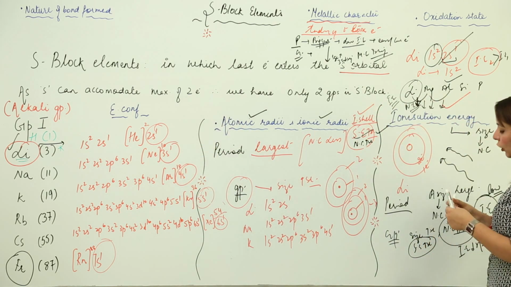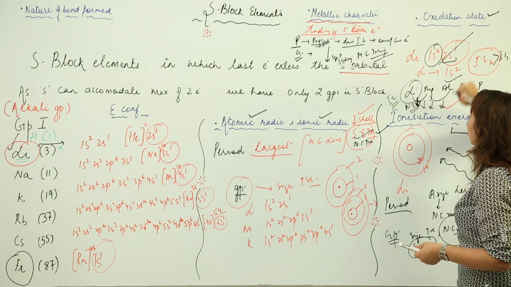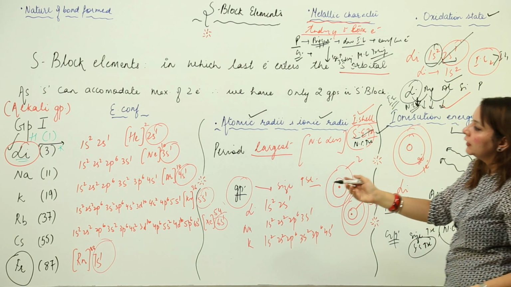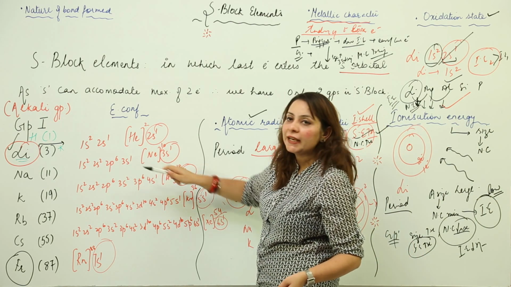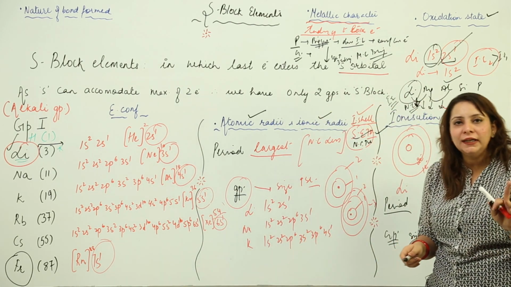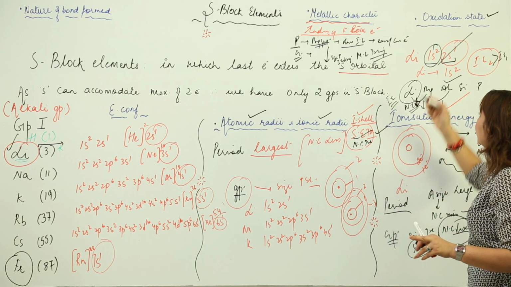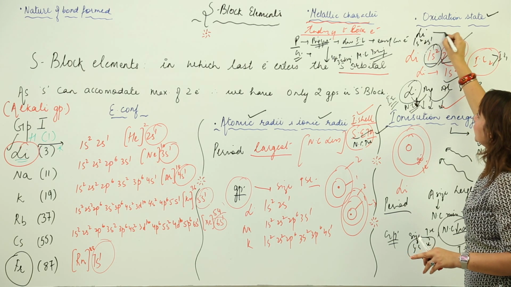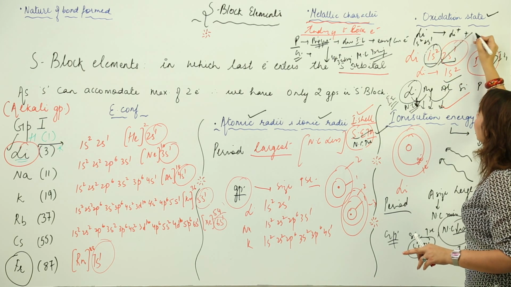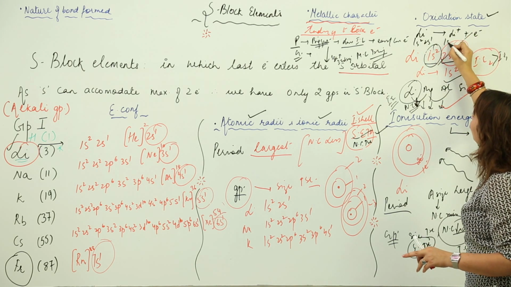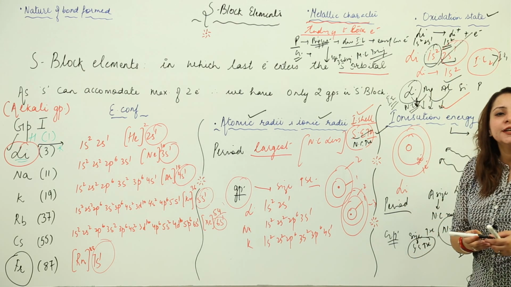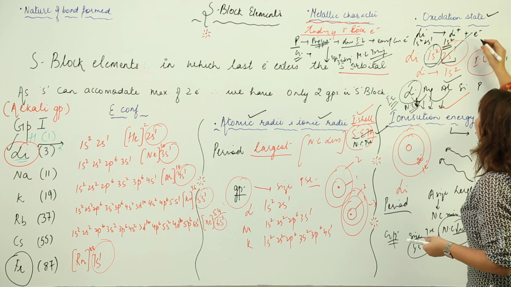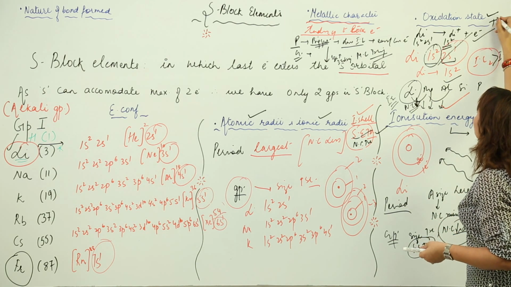Now if we talk of oxidation state, as I have told you, they have 1s2, 2s1, or they have 1s2, 2s2, 2p6, 3s1, that means all of them have one electron in the outermost shell. So after removal, I will write for lithium, suppose it is 1s2, 2s1, and when it loses one electron, it will form 1s2. So what oxidation state do you think it will show more commonly? Obviously it will show a +1 oxidation state.